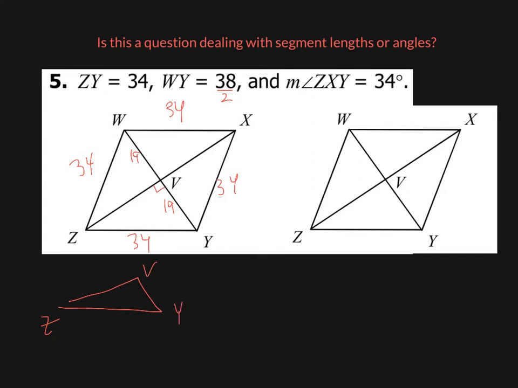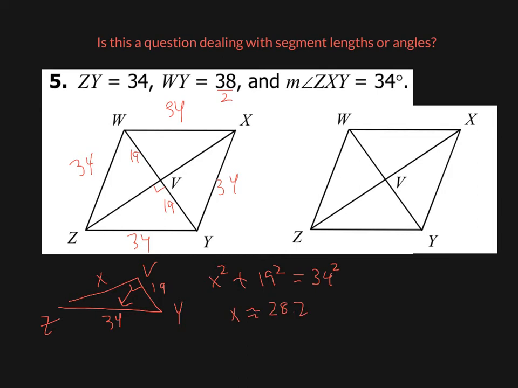And what do we have? We have that this is 19 and that this is 34, and we need to solve for this. So again, here's my right angle. That's my hypotenuse, so that's x squared plus 19 squared equals 34 squared. Press pause, solve for yourself.